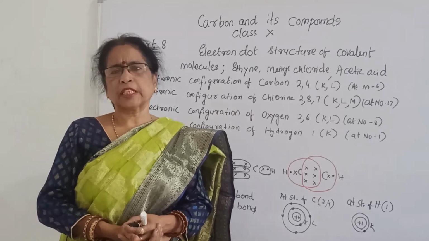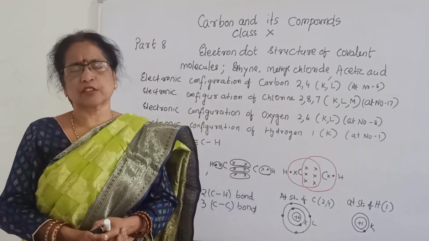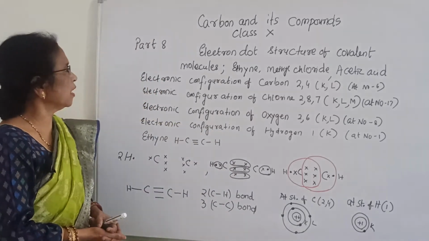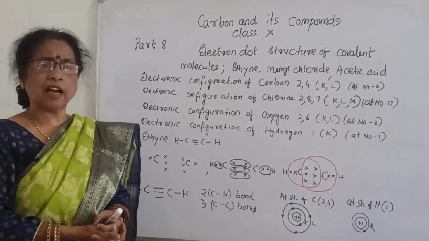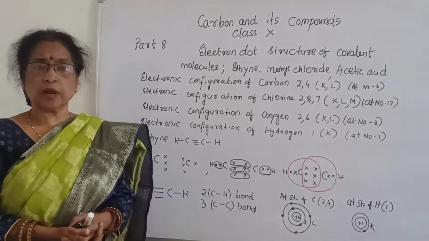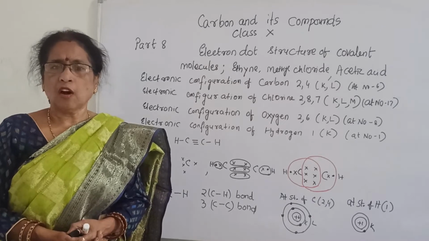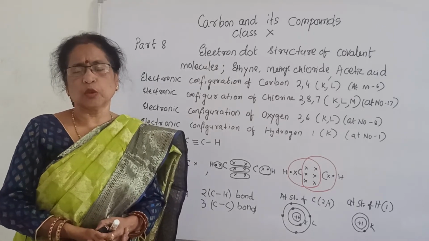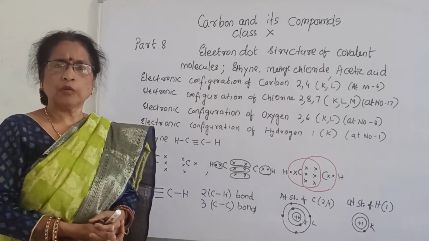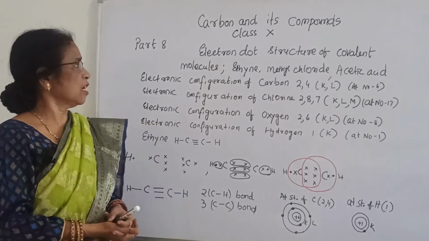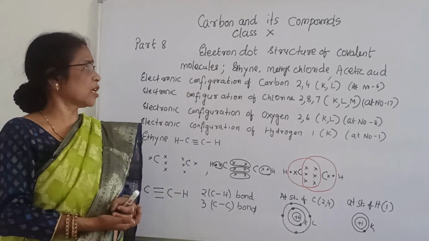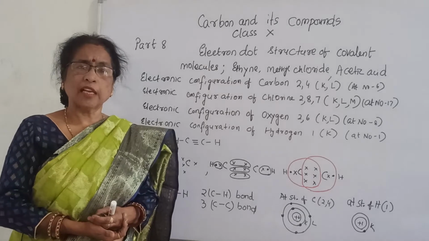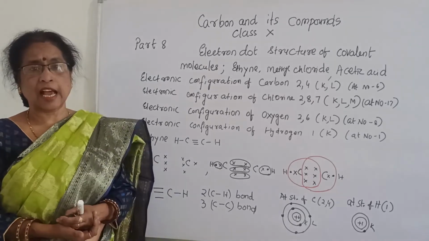Now I am going to explain the chapter Carbon and its Compounds. Here is part 8, the electron dot structure of covalent molecules. Already I have explained so many covalent molecules and how the electron dots can be arranged. Now the molecules are ethyne, methyl chloride and acetic acid.